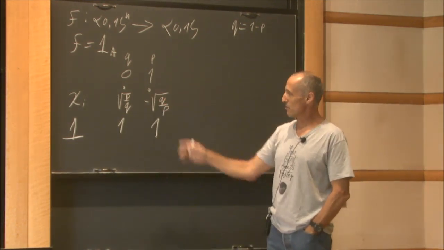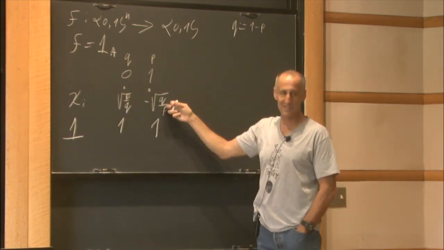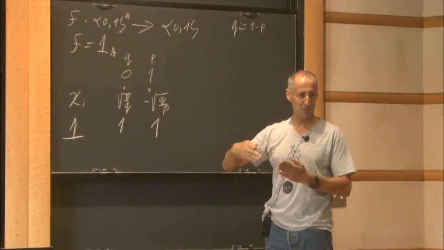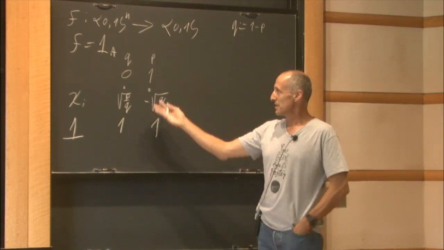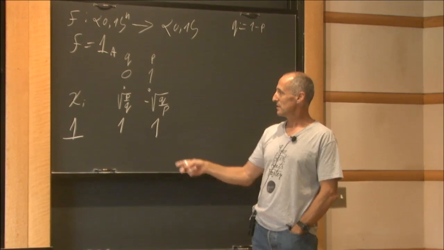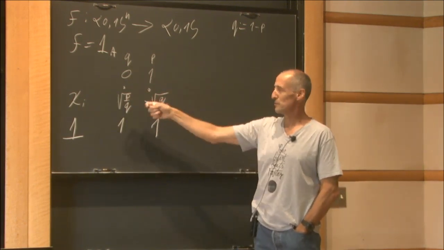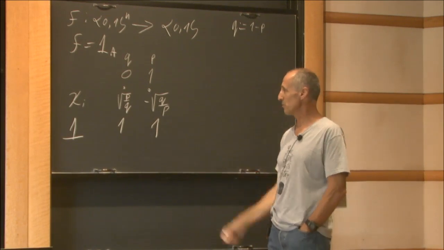So clearly, they're orthonormal because q times this plus p times this is 0. So that means they're orthogonal to each other. And the expectation of each of these functions squared is 1, because this squared times q is p, and this squared times p is q. So p plus q is 1. So this is an orthonormal basis.